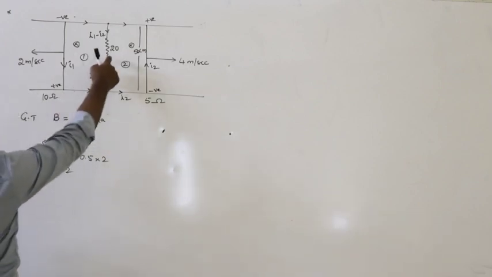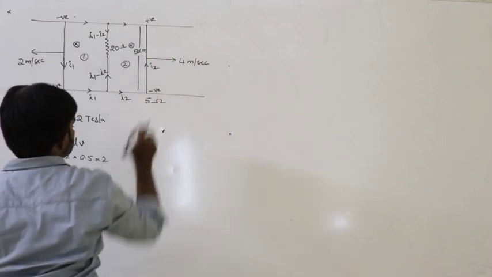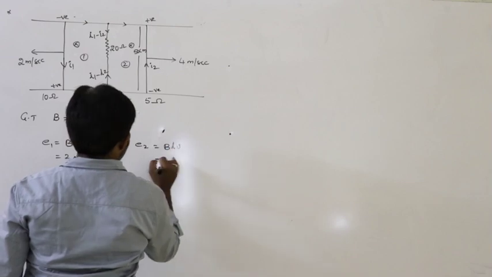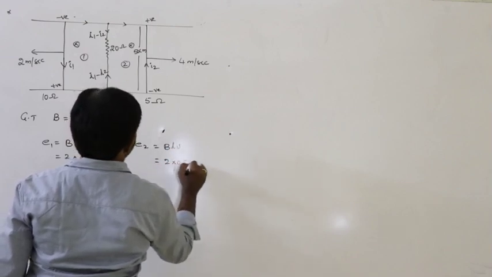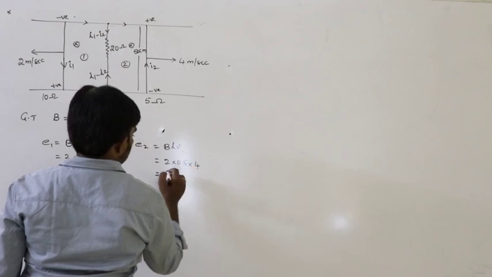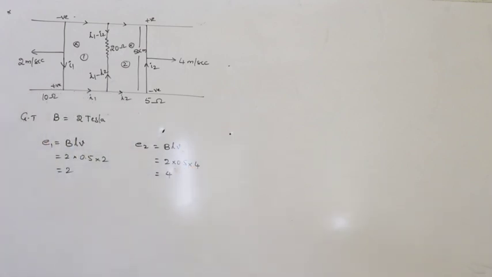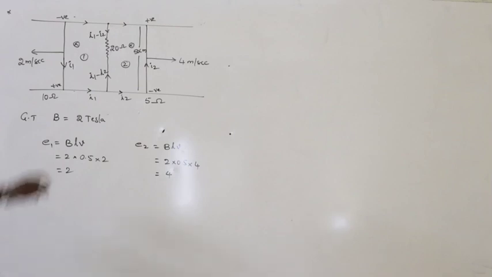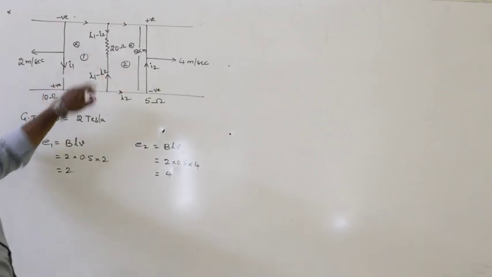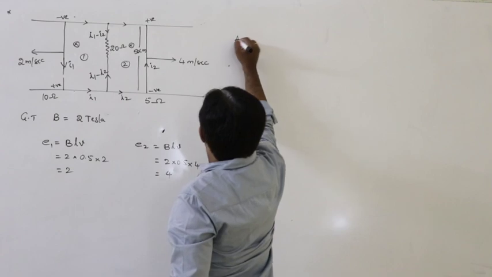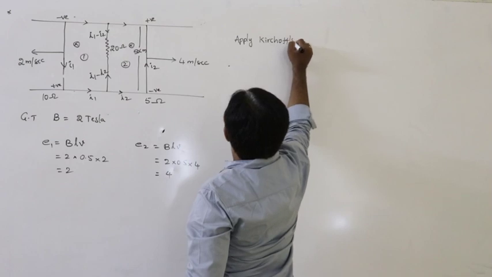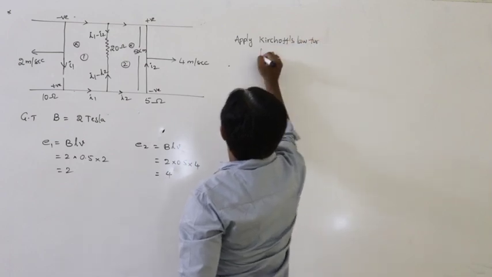This is 10 ohms and this is 20 ohms resistance, and this is again 5 ohms. In the same way, E2 is equal to BLV, so it is 2 into distance 0.5, velocity is 4. How much is it? 4. E2 is 4. So applying Kirchhoff's law here, we have two resistances. Applying Kirchhoff's law for the first loop.